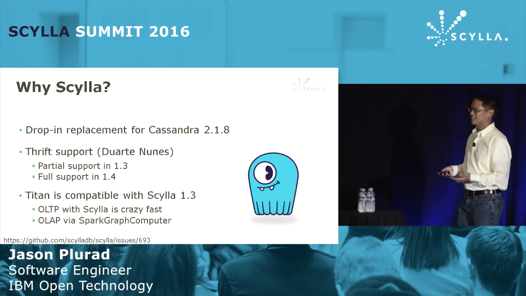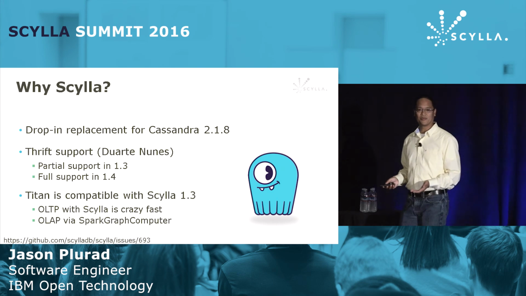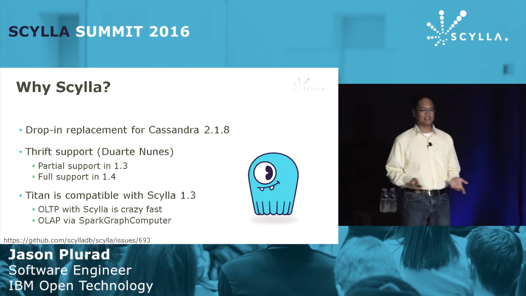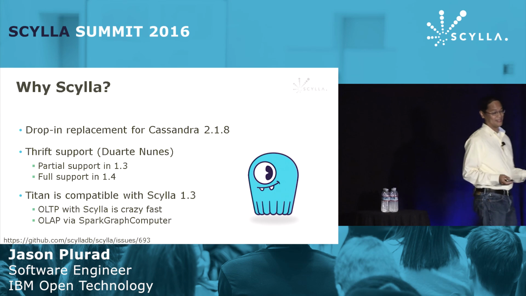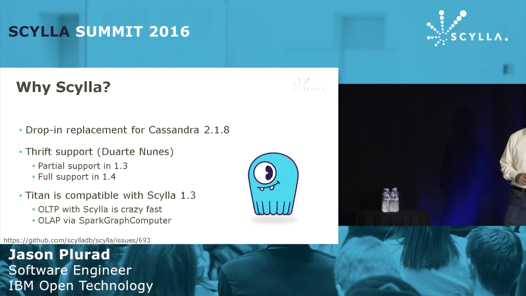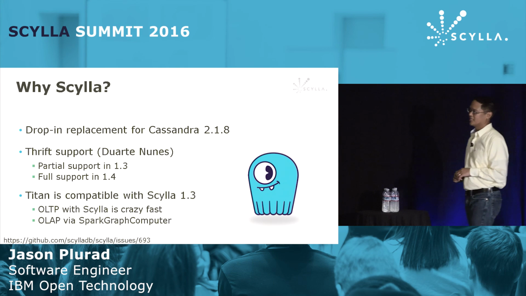So why would you use Scylla? Well, it's a drop-in replacement for Cassandra, and it's built on Cassandra 2.18. And that was pretty much the version that was available when Titan 1.0 was released.